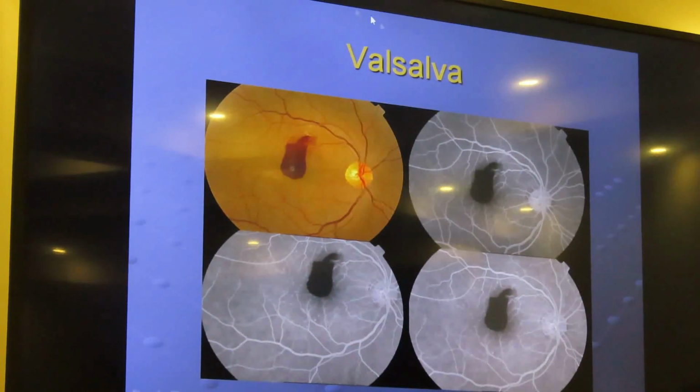This is a Valsalva picture. Ask the patient about the history. You may find the patient doing something like straining or watching a football game or something like that. Then you will discover that it is a Valsalva maneuver.